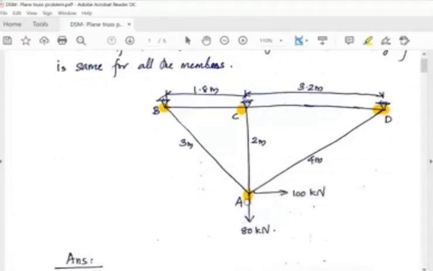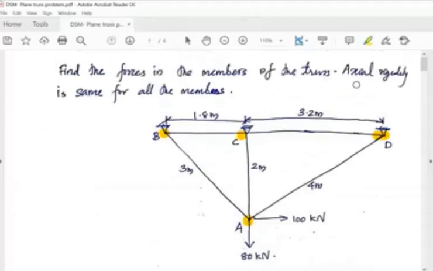So this is the question, and you are requested to find the forces in the members of the truss. So you have to find member forces AB, AC, and AD. There are three members: AB, AC, and AD. I think the question is clear.